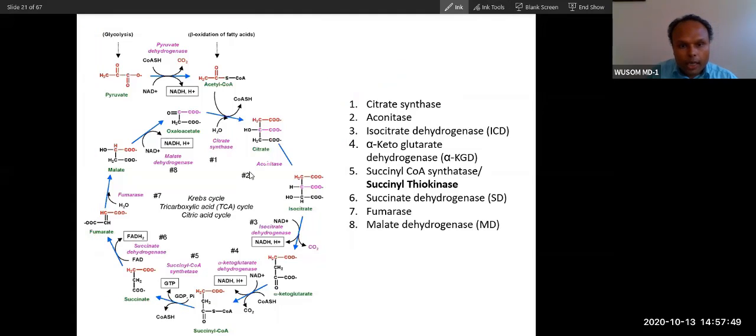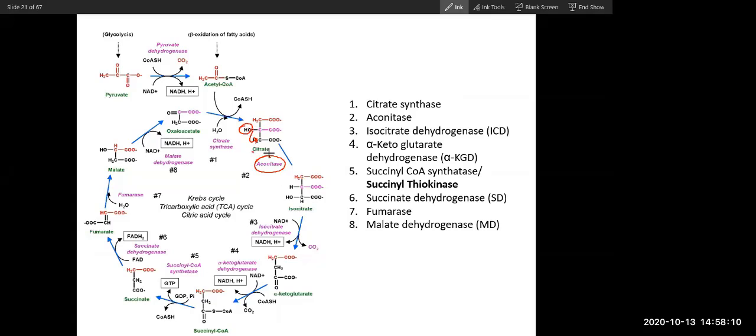Now, after that, what will happen? There will be aconitase. What does this aconitase do? This aconitase changes the position of the hydroxyl group from 1 to this, so citrate becomes isocitrate, which is similar to citrate.